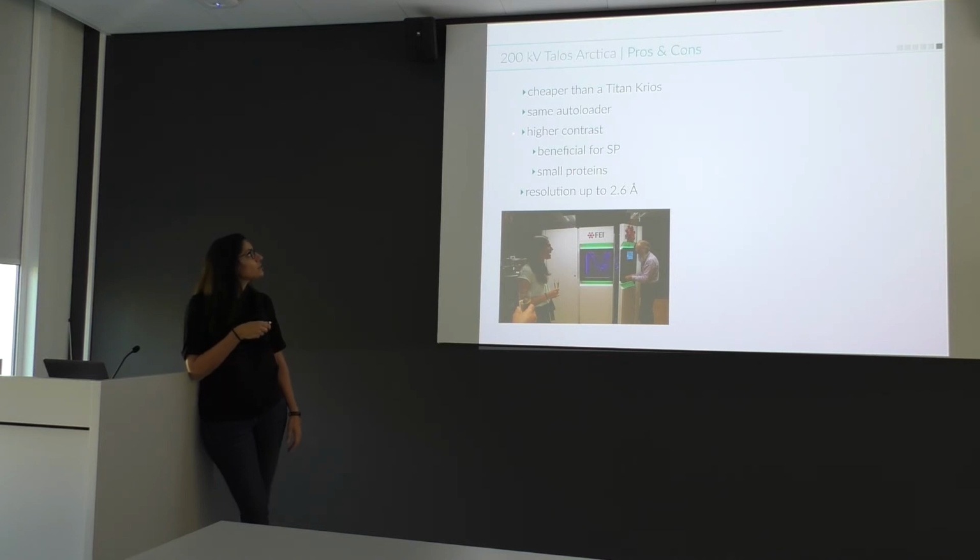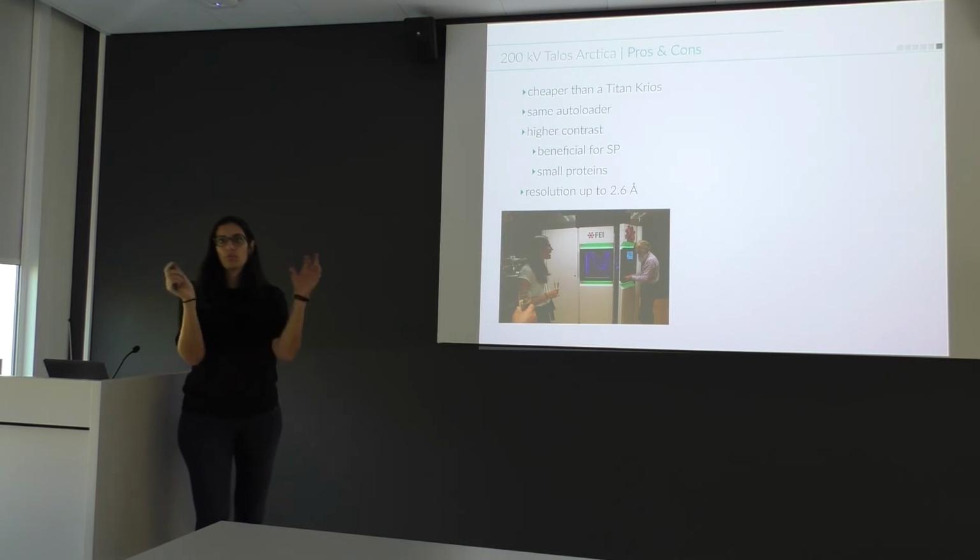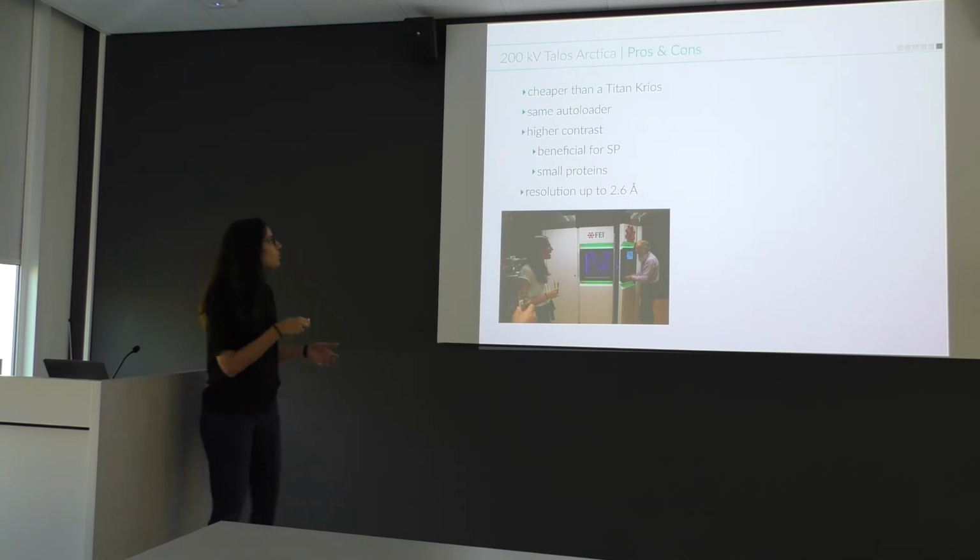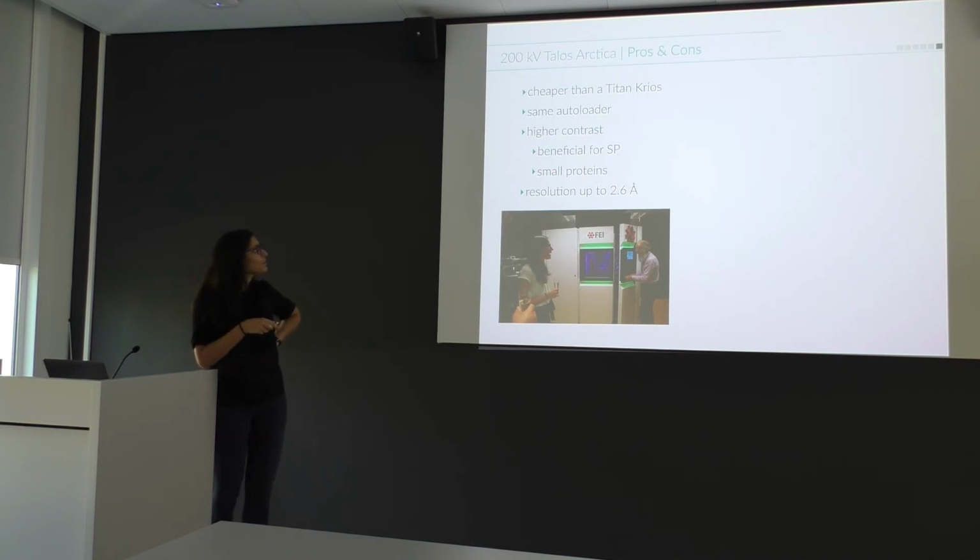But probably what is really a big pro, and this is of course mainly beneficial for single particle, is that at 200 kV compared to 300 kV, you have a higher contrast. And we really believe this is clearly good for single particle, and also certainly very beneficial if you work with small proteins, which is what we are working with, and also membrane proteins where you have the problem with the micelle or lipid nanodiscs and so on. So we think this is where we're actually having a benefit out of it.